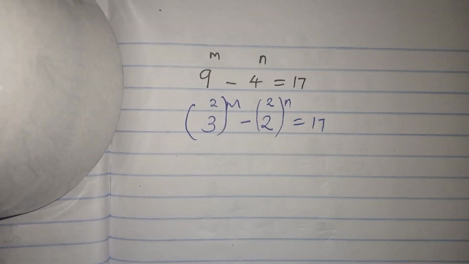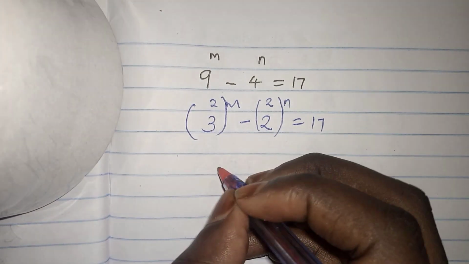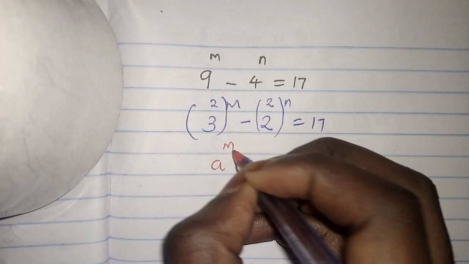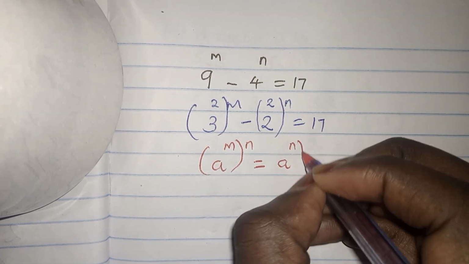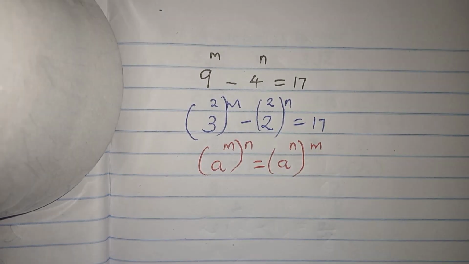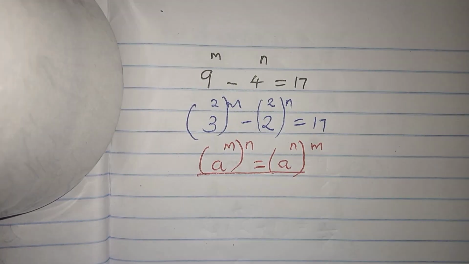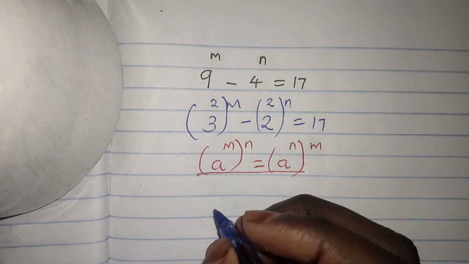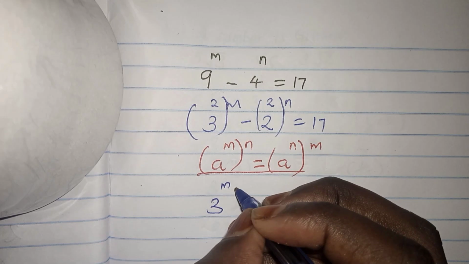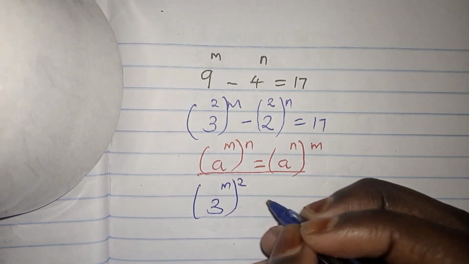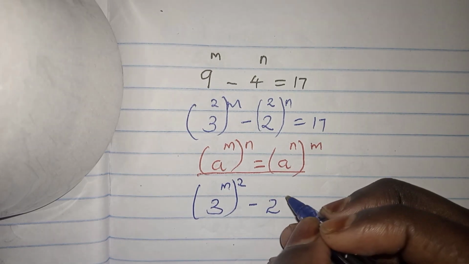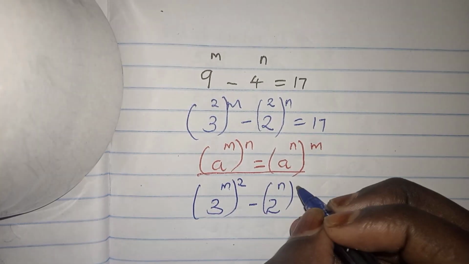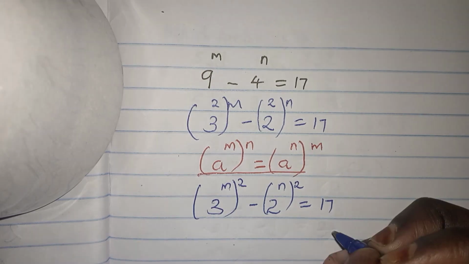So according to this rule, the exchange rule, where we exchanged our exponents, we have a to the power of m, all this to the power of n is the same as writing a to the power of n, all this to the power of m. So we are going to use this formula here. 3 to the power of m, all this to the power of 2, minus 2 to the power of n, all this to the power of 2 is equals to 17, right?